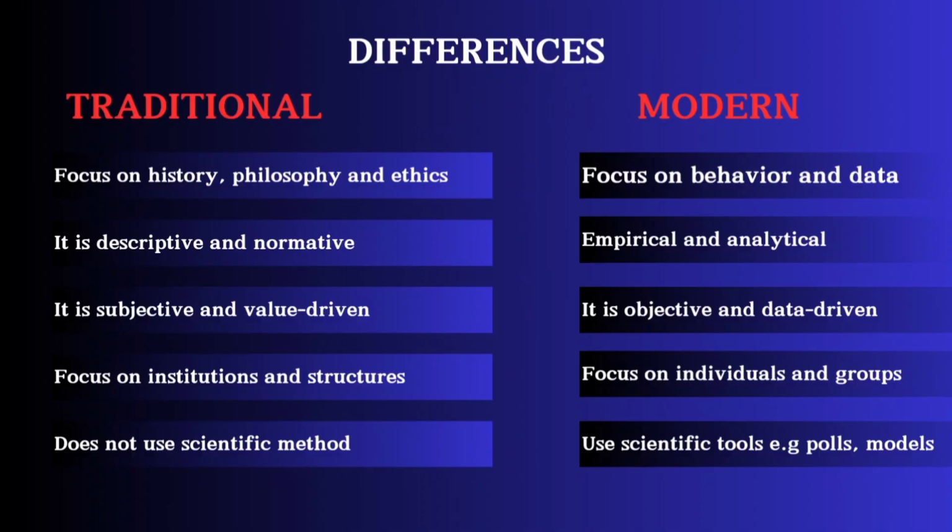This brings us to the end of this video on the approaches of comparative politics. Both the traditional and the modern approaches are valuable in understanding politics. The traditional approach helps us to understand the history, the ideals, and the structures that shape political systems, while on the other hand, the modern approach provides insight to understand real-world behaviors, trends, and data, making politics more practical and measurable. Using both approaches enriches our understanding of politics in a comprehensive way.